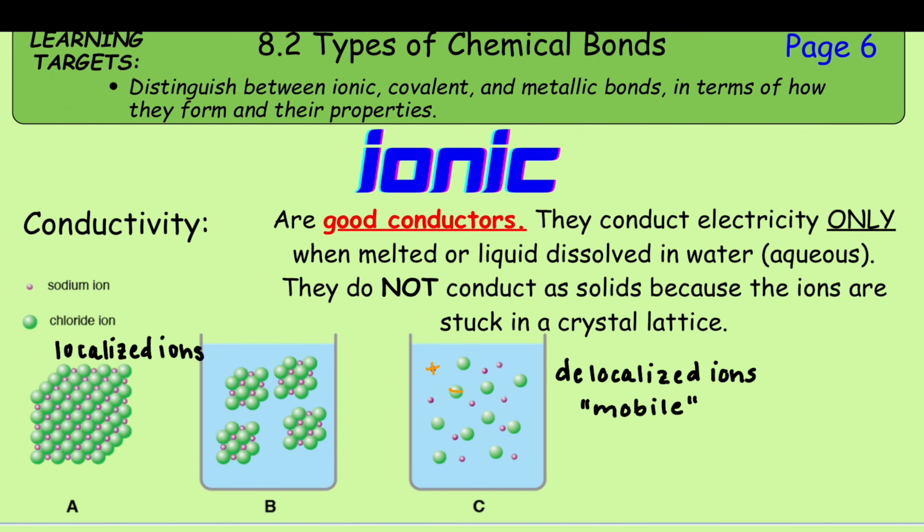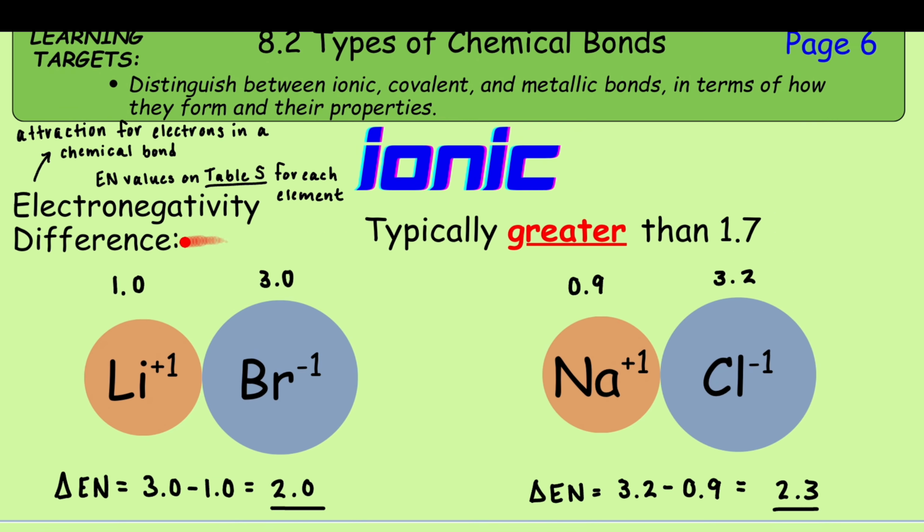dissolved in water. The electronegativity difference between two atoms in an ionic bond is typically greater than 1.7. So it has a large electronegativity difference between the two atoms that make up that ionic bond. Review: electronegativity is the attraction for electrons in a chemical bond, so how much these elements are pulling for those electrons and want those electrons. The electronegativity values for all your elements are on Table S.